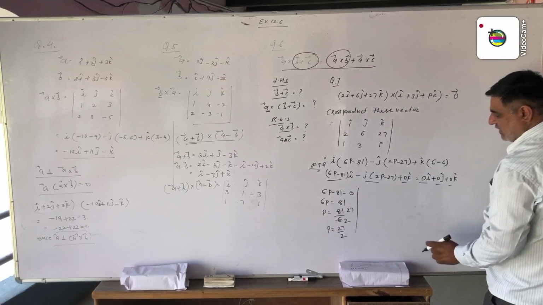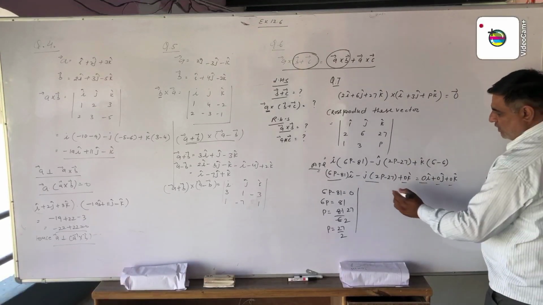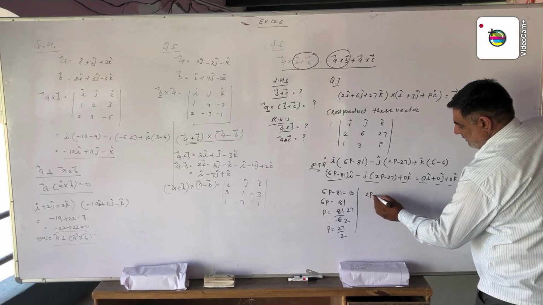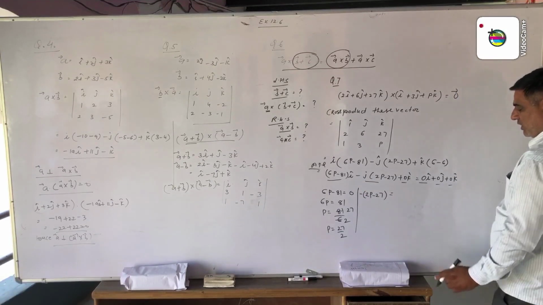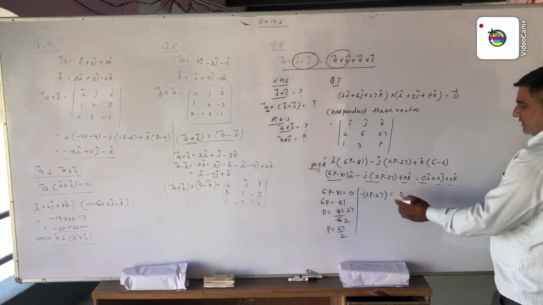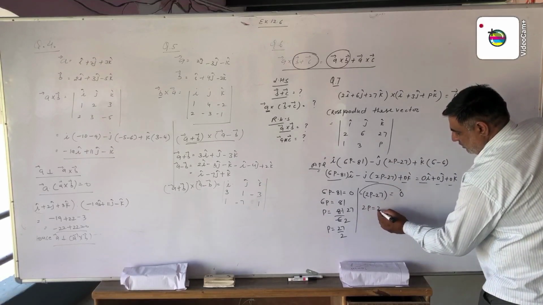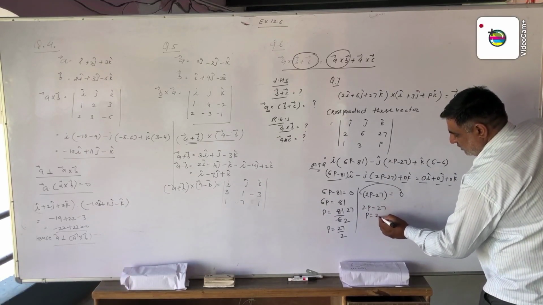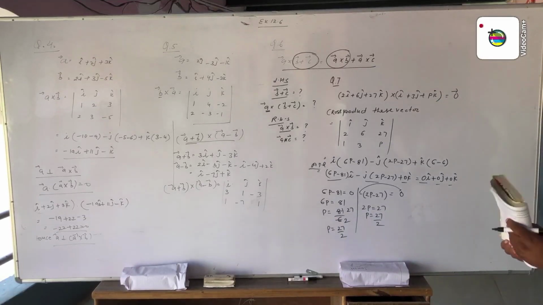After this we check that the component of J. Now the component of J is 2P minus 27 with a negative sign, equal to 0. This is also equal to 0. We take this negative sign into 0. 2P equals 27. P is equal to 27 upon 2. Hence the value of P.